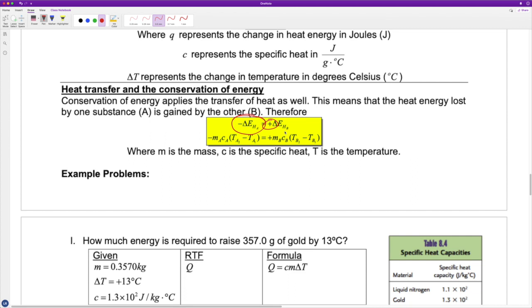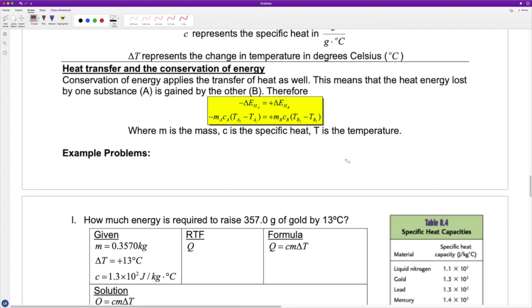So again, if you recall, energy can't be created or destroyed. It can only be transferred from one form to another. So that basically means that heat transfers from one object to another. When does that heat transfer stop? The heat transfer stops when the temperature is the exact same. So that's the key: heat transfer ends when the final temperature is the same for both materials.